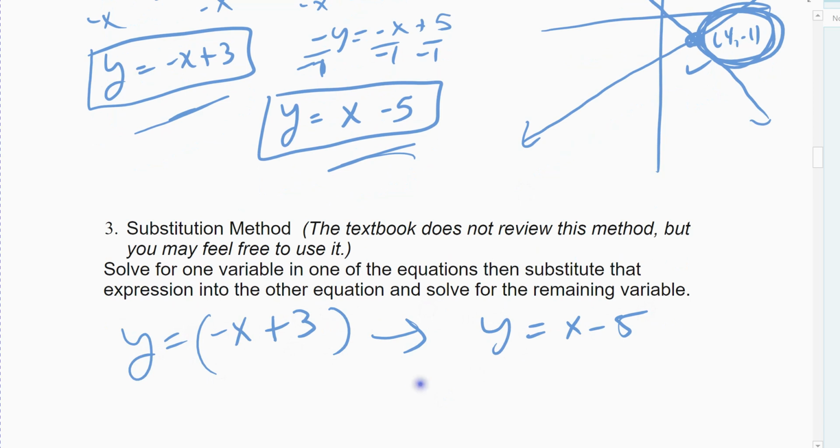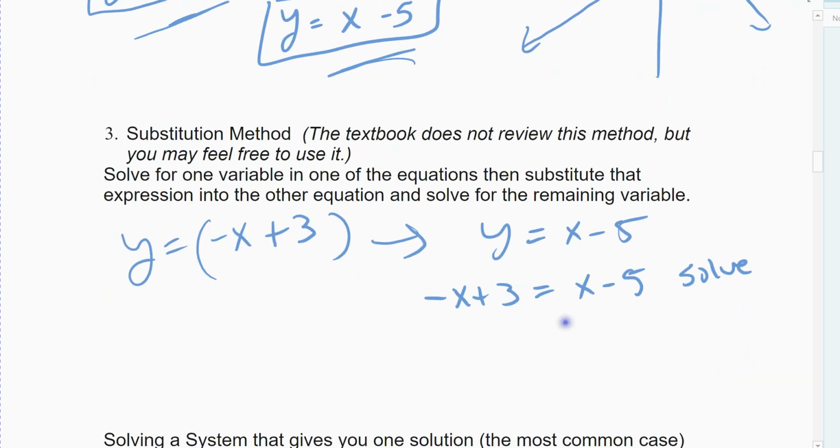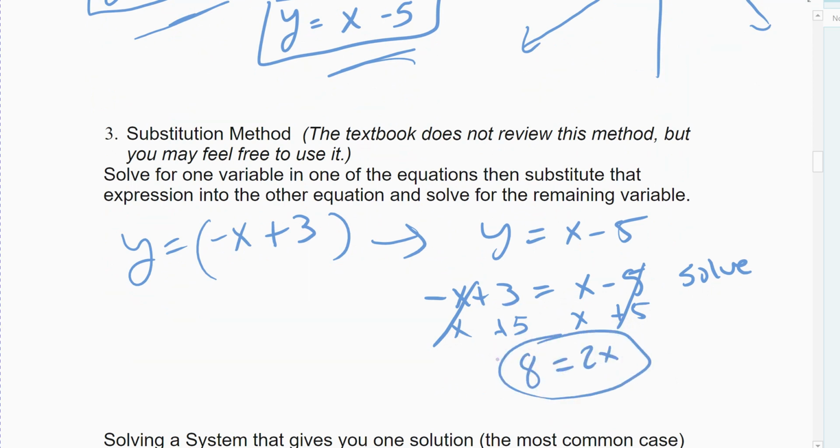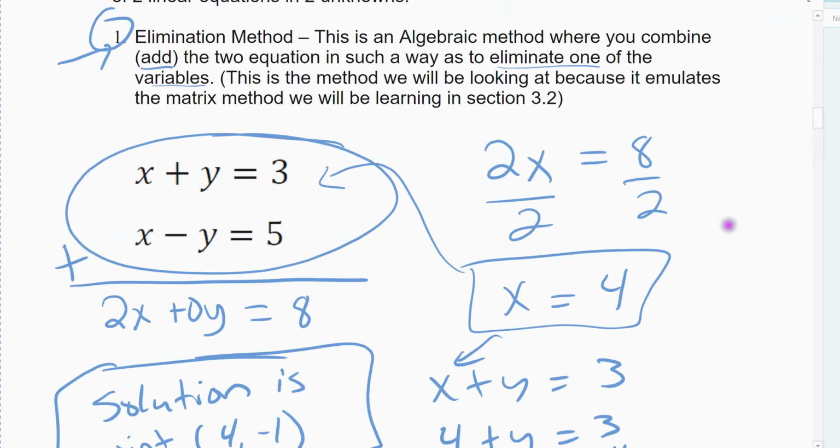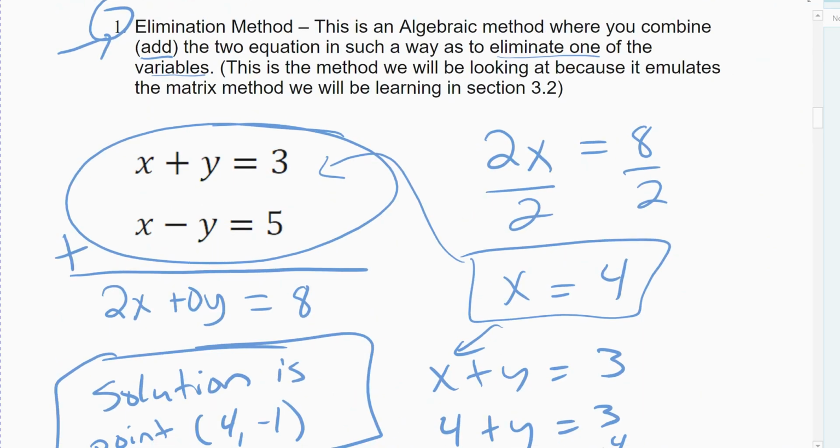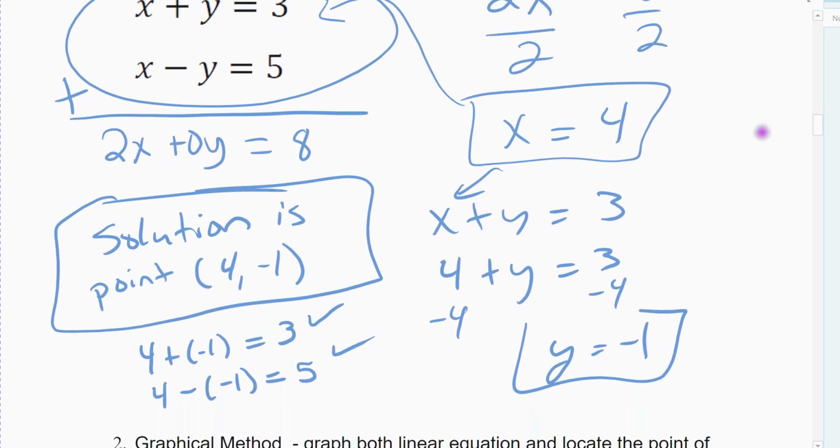So I take the first equation, substitute it in, I get negative x plus 3 equals x minus 5, and then we solve for x. I move that x over, move that 5 over, and so over here I get 8, over here I get 2x, and then I get back to what I started out with when we did the elimination method. It's actually the elimination method just done in a different process. We get down to 2x equals 8, which will get me down to x equals 4, and then I substitute it back into one of my other equations, and I'd get y equals negative 1.